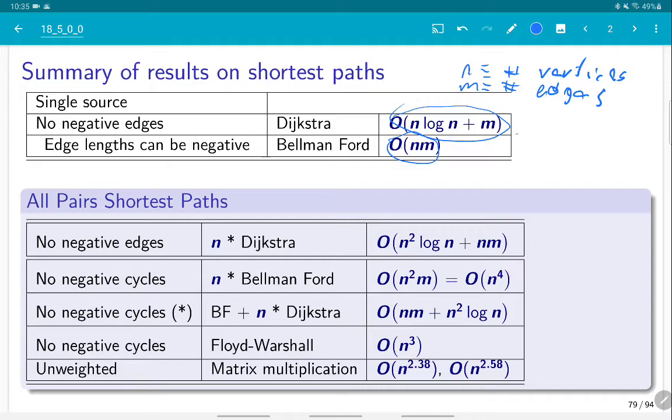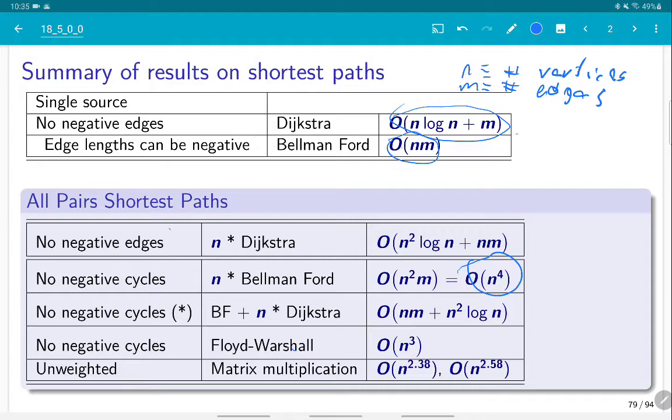For all pairs shortest paths, if there are no negative edges, we can just use Dijkstra n times and get a pretty decent running time: n squared log n plus nm. We can also apply Bellman-Ford n times, but then we get a running time which is, in the worst case, n to the fourth. Then there's the algorithm we've seen, Floyd-Warshall, which works in n cubed.